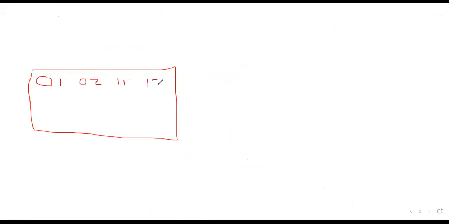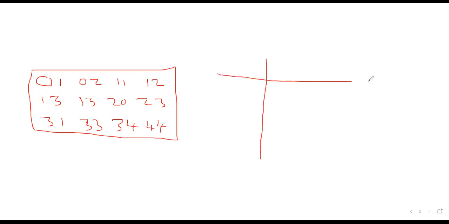11, 12, 13, 13, 20, 23, 31, 33, 34, 44. I'm just using small figures so that we understand big figures. Sorry, I'll have to be elaborate so that even the BIDs understand what is happening. So we get the stem here and we get the leaf. By the way, BID means brought in dead, those that are really, really behind.